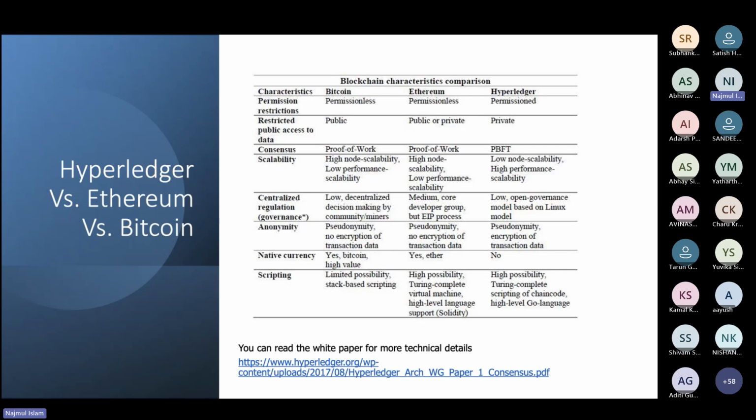But here a quick comparison of different blockchains: Hyperledger versus Ethereum versus Bitcoin. The slide is a little bit old, so I think at least the consensus algorithm of Ethereum has changed now. So it's not anymore proof of work, but proof of stake it uses. So just to mention that it has changed.